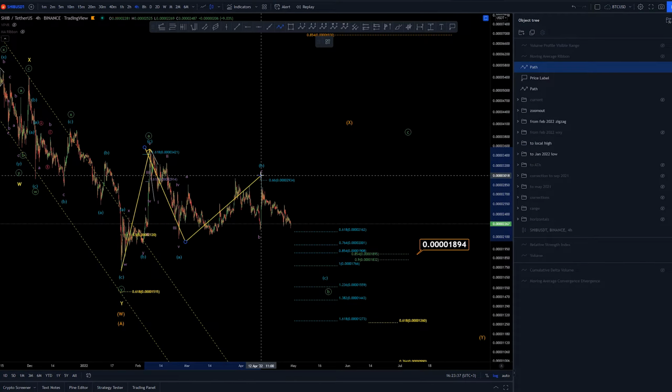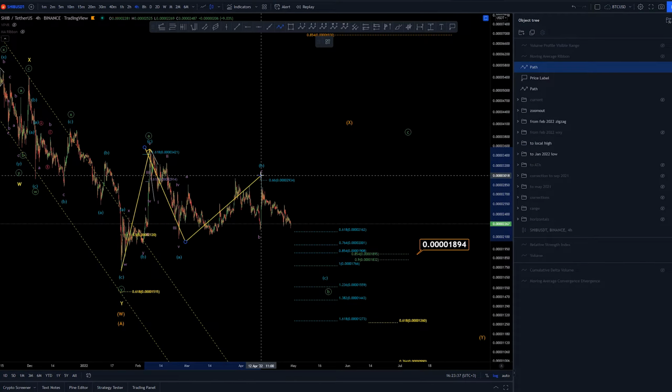At that point, again, looks like I got the degrees wrong. This should be actually minor, as it is between these intermediate counts. So again, A, B into C, this should be X wave. At that point, we would be looking again downwards for last 3-wave structure for Y wave.